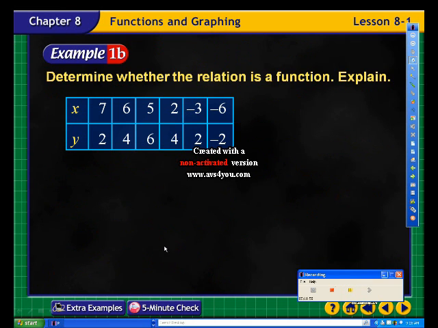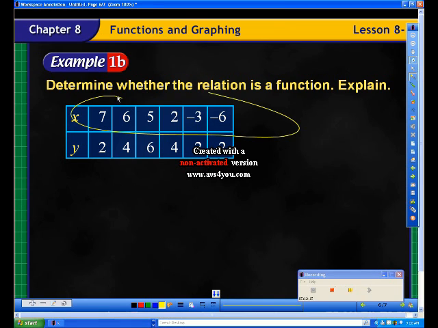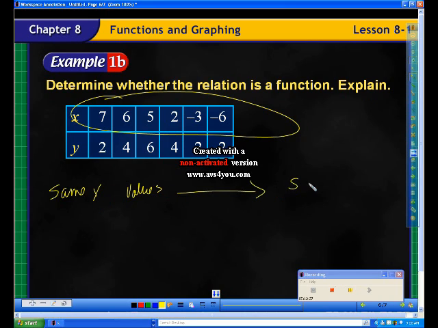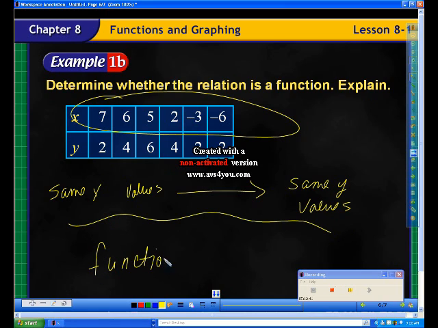Okay, now you take a second and pause the video and go ahead and try to work this one yourself. However, I am going to go ahead and work it. So I'm looking at my x values. I've got a 7, 6, 5, 2, -3, and a -6. So none of our x values are the same. And when that happens, we don't have to worry about the rule that if we have the same x values or domain values, they've got to be paired with the same y values or range values. Because all of our x's are different to begin with, we don't have to worry about this, and we can automatically say that yes, it is a function.